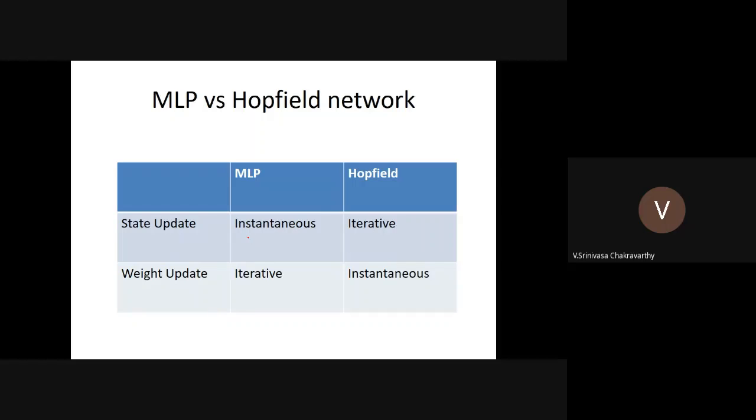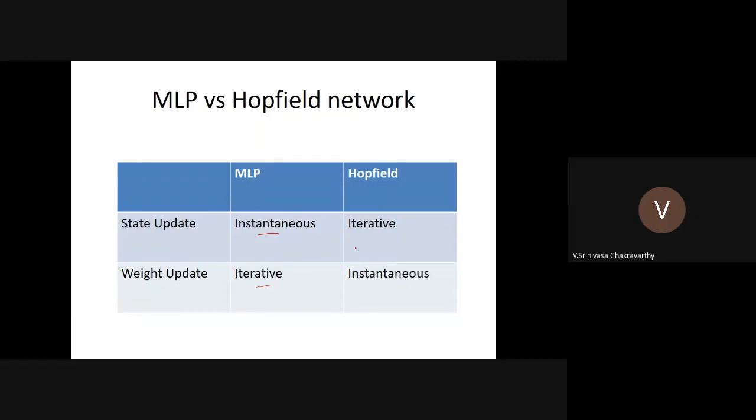and the output appear. There's no time delay between the presentation of the input and the response of the network. So it's instantaneous. Whereas the way you train the weights in MLP is iterative, because you start with some random initial weights and keep on training the network using backprop, and the weights change slowly and go towards a minimum of the error function, the output error function.